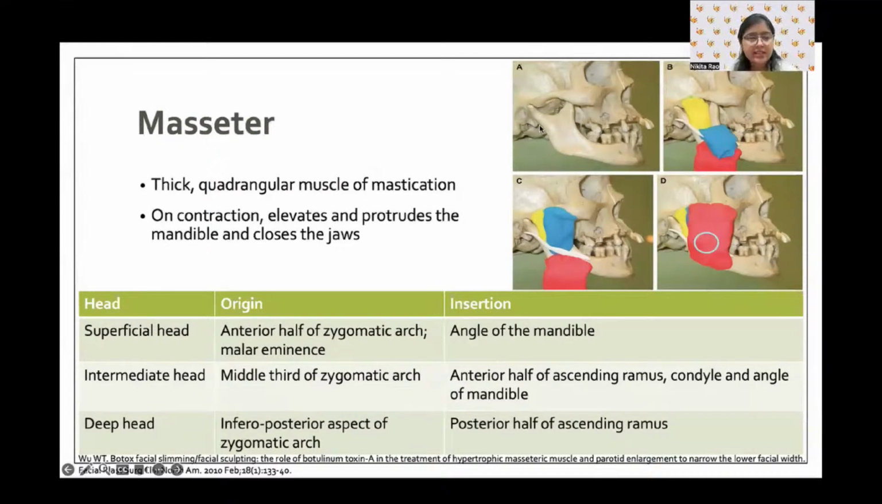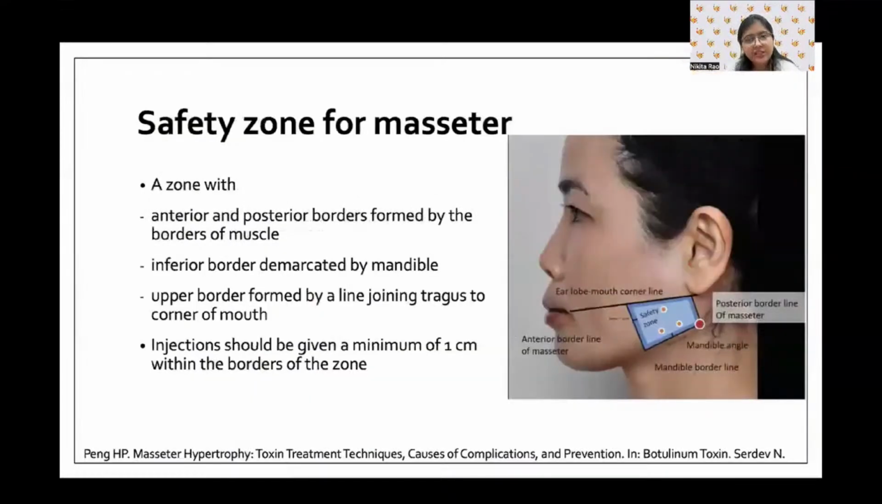Now, this deep head is most important for us because this is where we will be injecting. So the safety zone for injection into the masseter is a zone whose anterior and posterior borders are formed by the borders of the muscle itself.